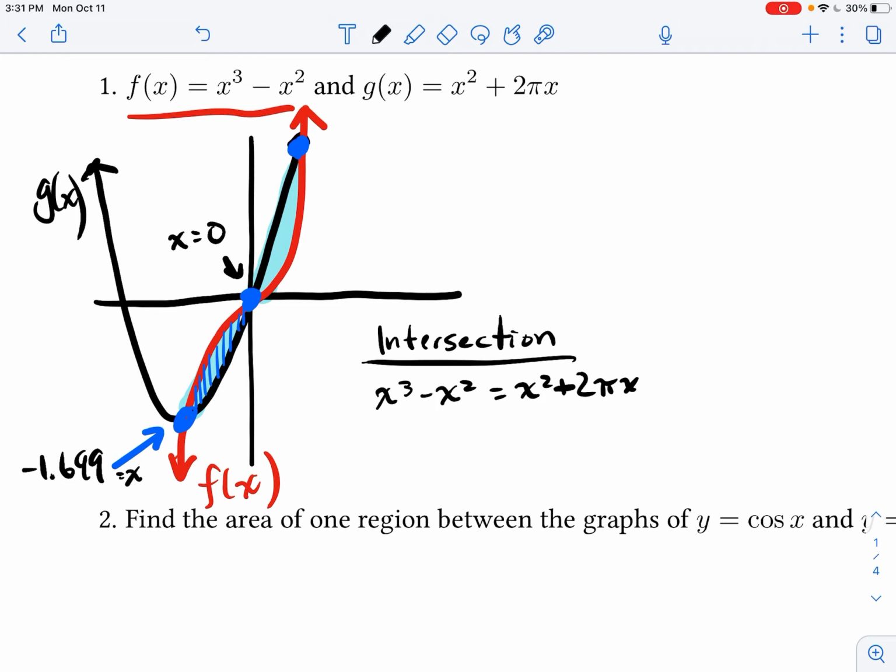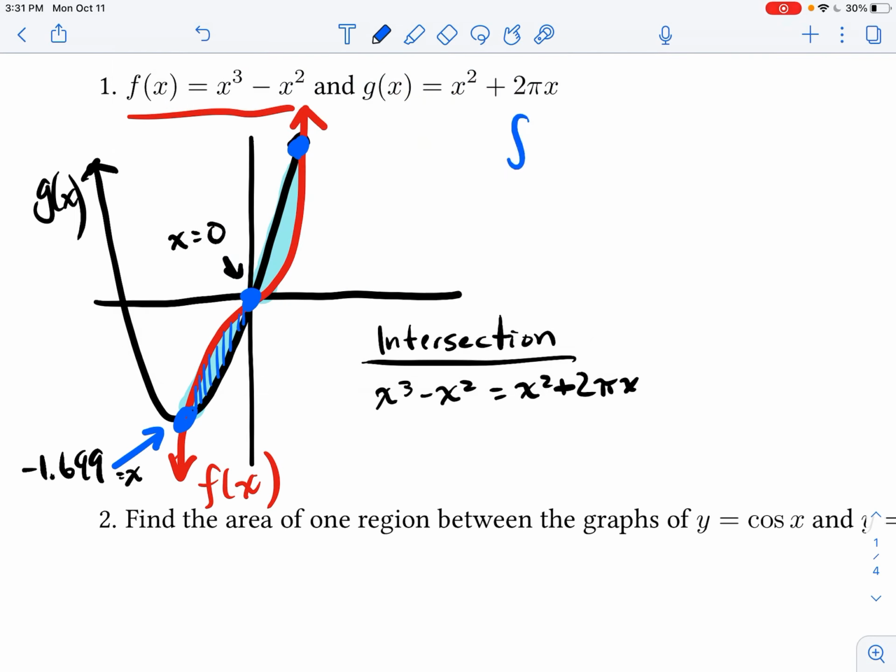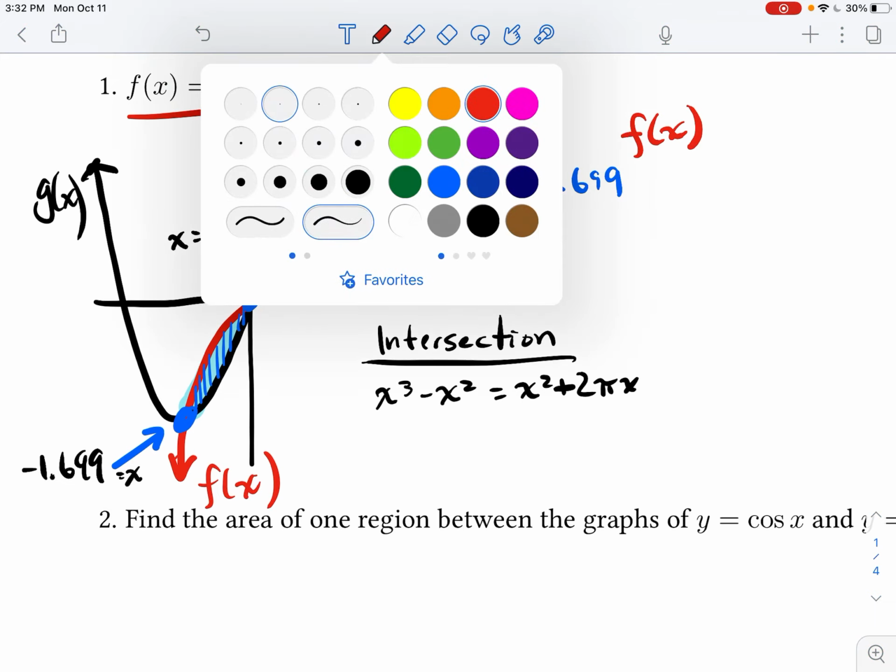So my first integral I'm going to set up, and let me indicate that I'm doing this one, is going to be from negative 1.699 to 0. And think here, what is my quote-unquote higher function, if you will? My higher function is f of x. And then my lower function is g of x.